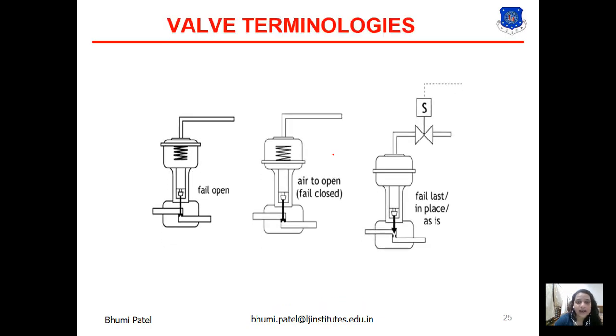So this is the diagram for fail open. Air to open means fail close, and this is fail last, in place as it is, which means fail safe position. Here you can see the difference: this is the fail open position, this is the fail close position, and this is the last position where the control valve is left. So this is the fail safe position. This is the difference between fail open, fail close and fail safe.